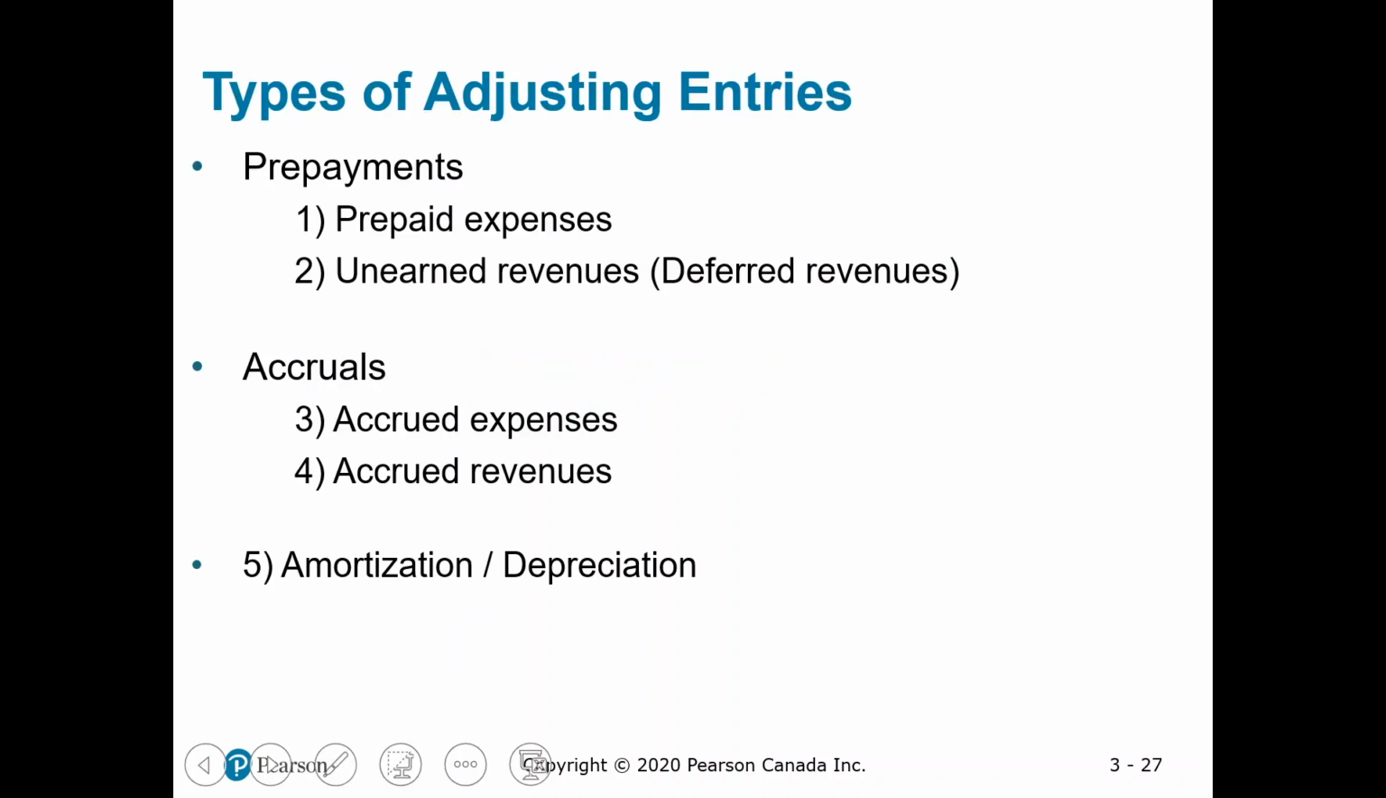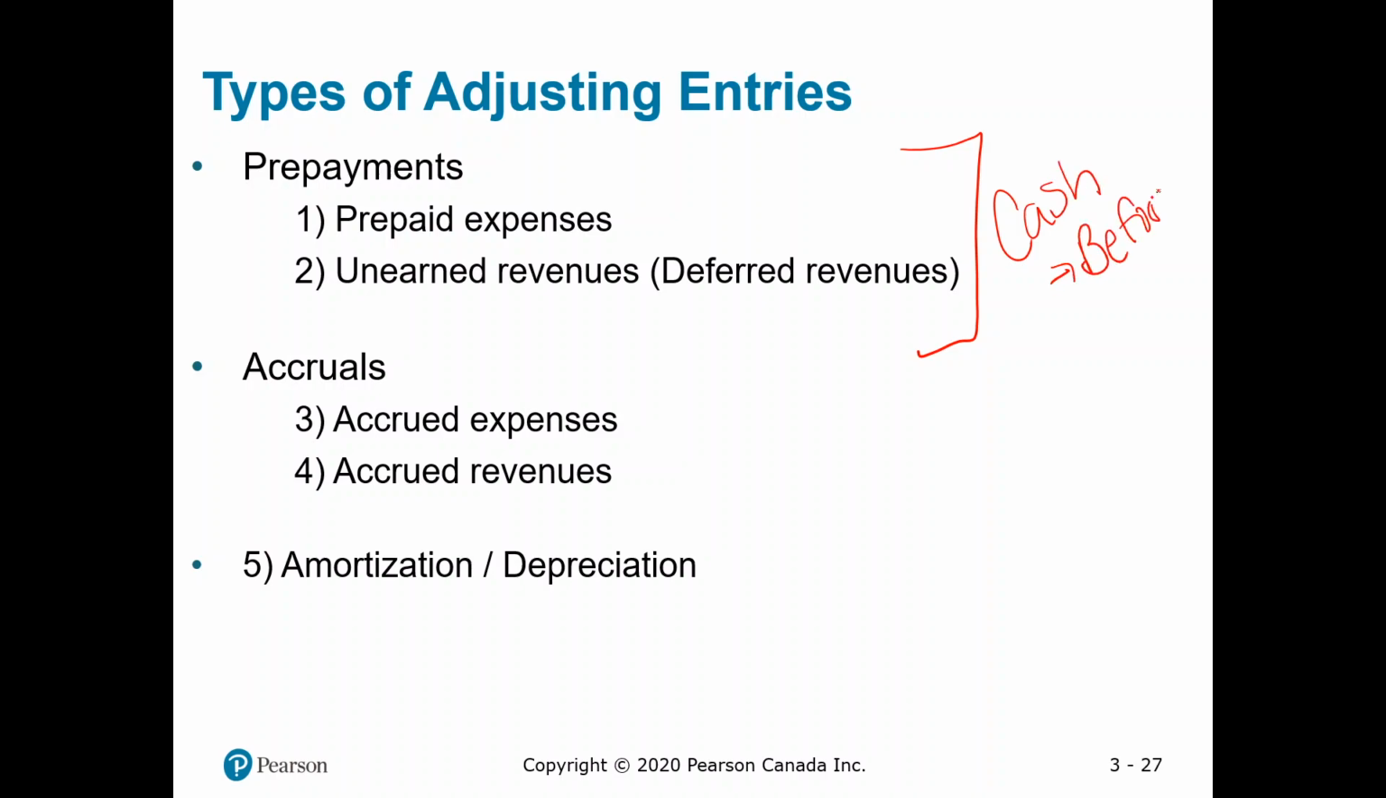Right, so we've looked at prepayments, prepaid expenses, and unearned revenue. And we said this was when cash changed hands before the expense was incurred or the revenue earned. Now we'll take a look at accruals, so accrued expenses and revenue. And in this case, we get cash after the expenses are incurred or the revenues earned.